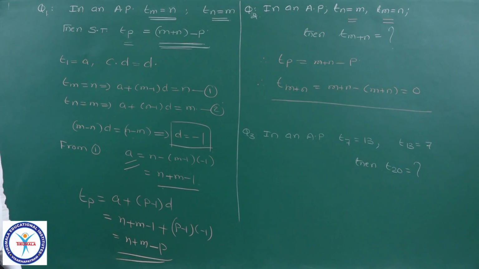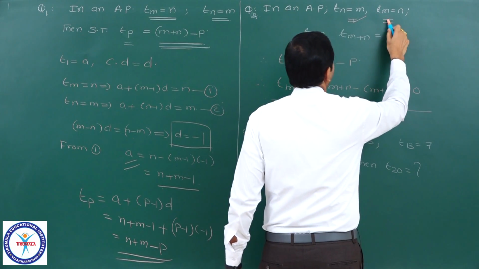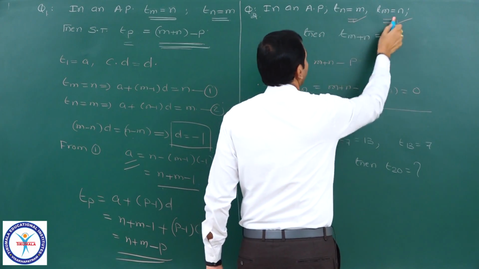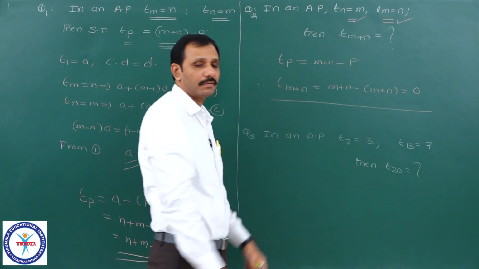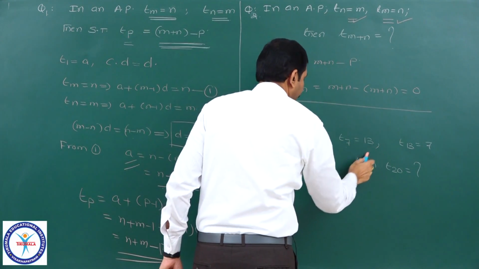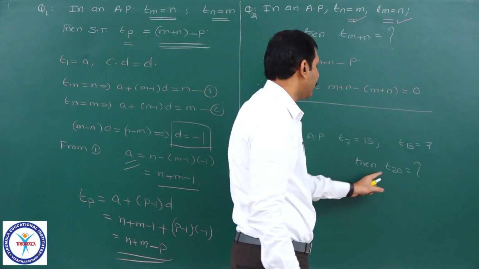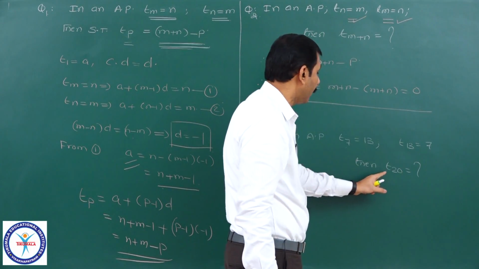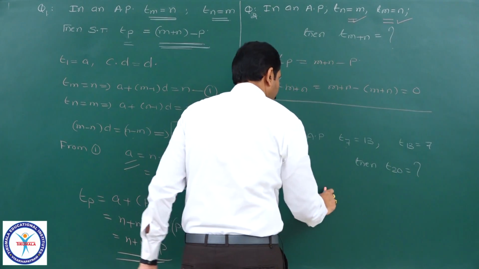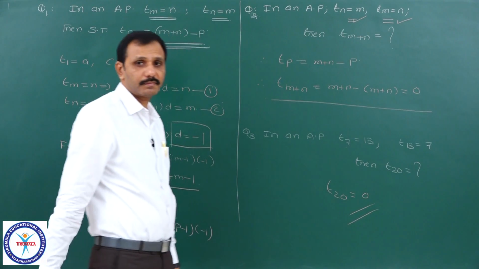Hope you understood that. So, remember, if the nth term is m and the mth term is n, then the (m plus n)th term is nothing but 0. Therefore, now you see here the 7th term is 13 and the 13th term is 7. Now, 13 plus 7 means like T(m plus n) only. The 20th term will become 0 only. Therefore, T20 is equal to 0, we can write.